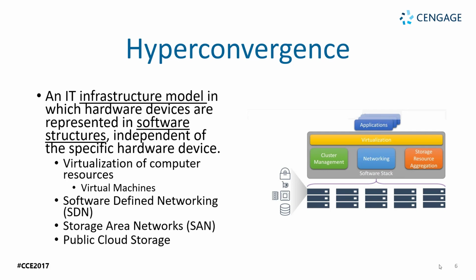Hyperconvergence sounds like something out of Star Wars or Star Trek, but really it's an infrastructure model in which hardware devices are represented in software structures, making them independent of the specific device. The first example is virtual machines and virtualization of the actual compute resources. Then you have hyperconvergence of the networking, the software-defined networking, for example, of networks and data, such as storage area networks, and then the public cloud storage and other services that are available in the cloud.